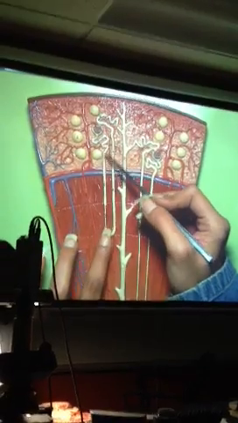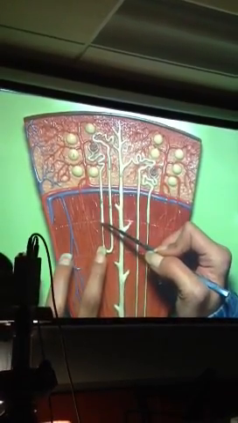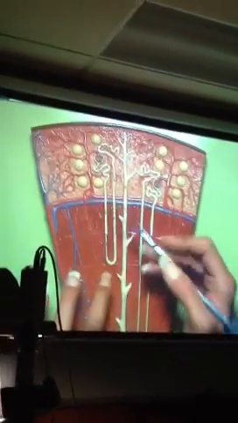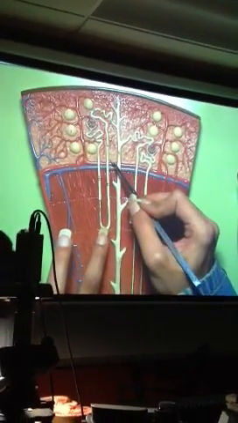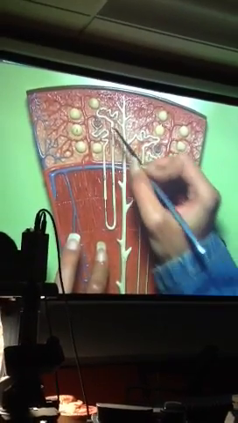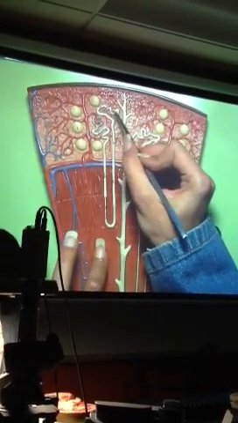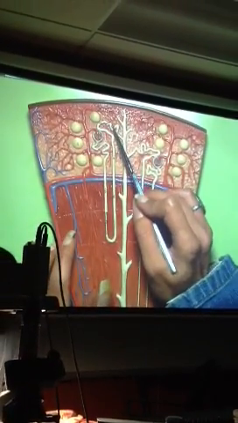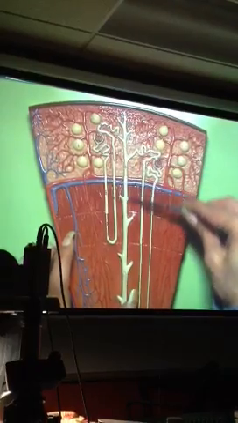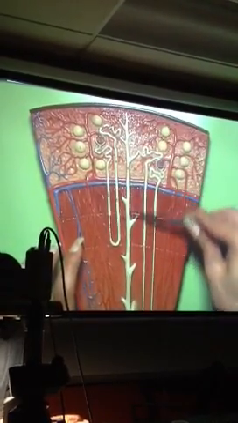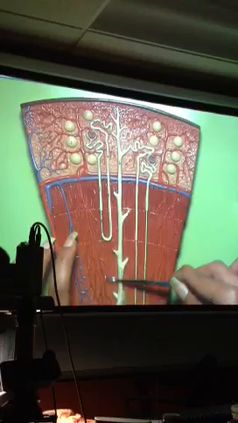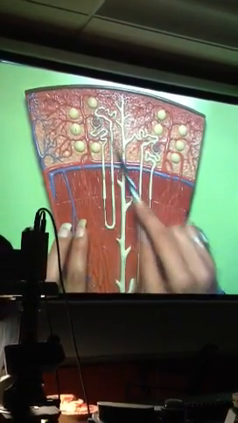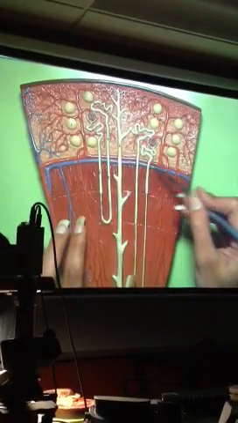Okay? From there we have the descending limb of the loop of Henle. And you have to say the descending limb of the loop of Henle. Then there's the ascending limb of the loop of Henle. At the end of the ascending limb, we have the distal convoluted tubule. How do we know the difference? The distal convoluted tubule is connected to this large structure, and this large structure is what? The collecting duct.